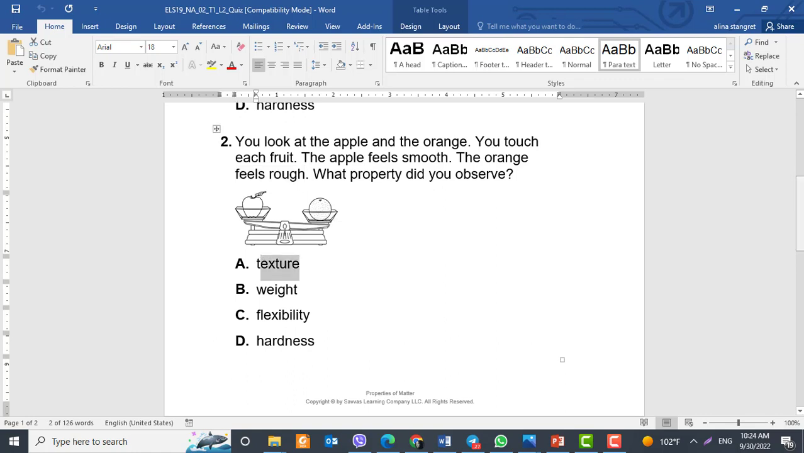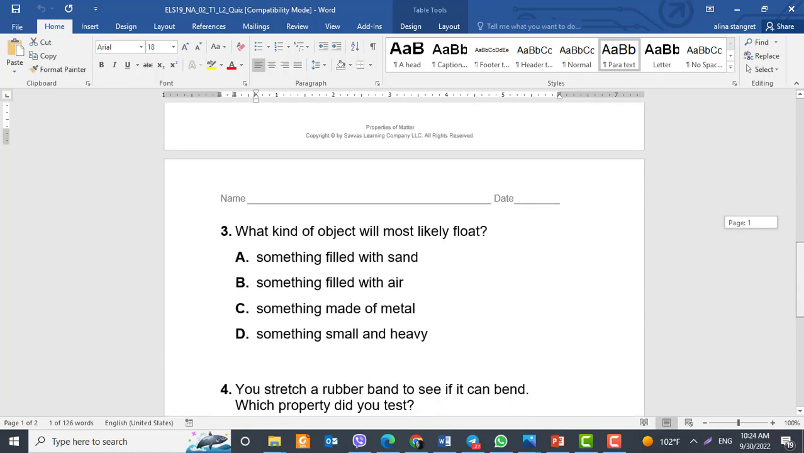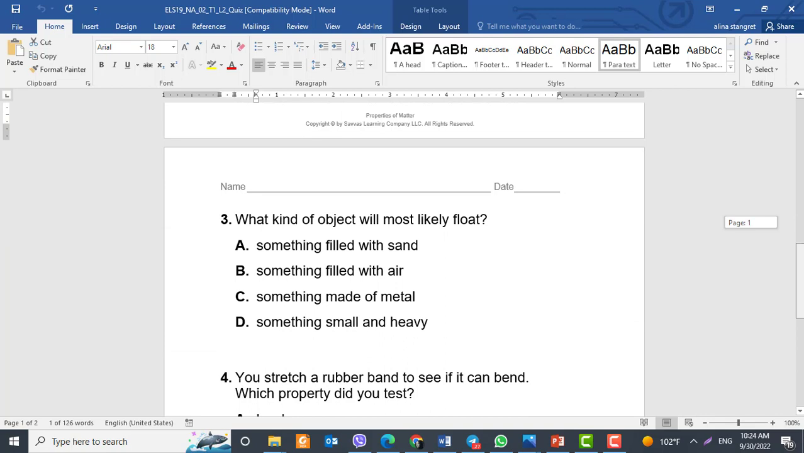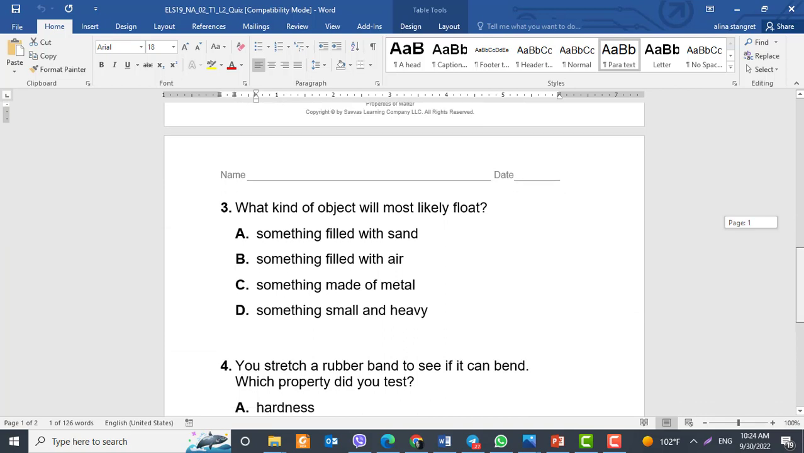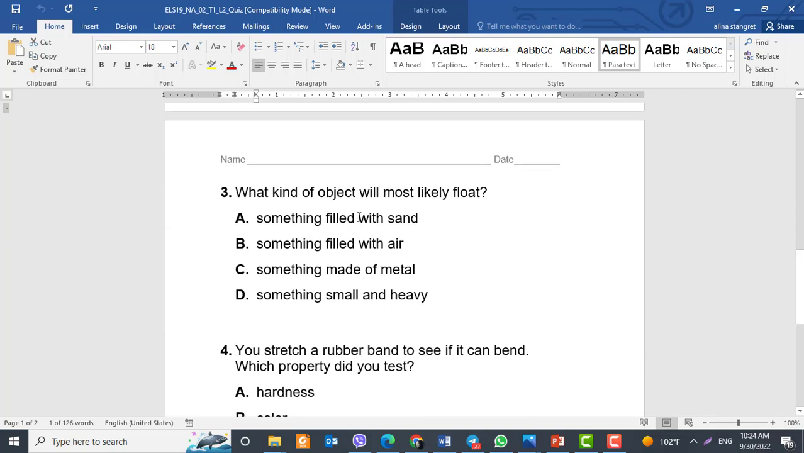When we talk about being rough or being smooth, we discuss texture. The right variant is A. What kind of object will most likely float? If we have something filled with sand, it's very heavy, it will sink. Something made of metal is also heavy, it will sink. Heavy objects also sink. The only objects which do not sink are those filled with air.